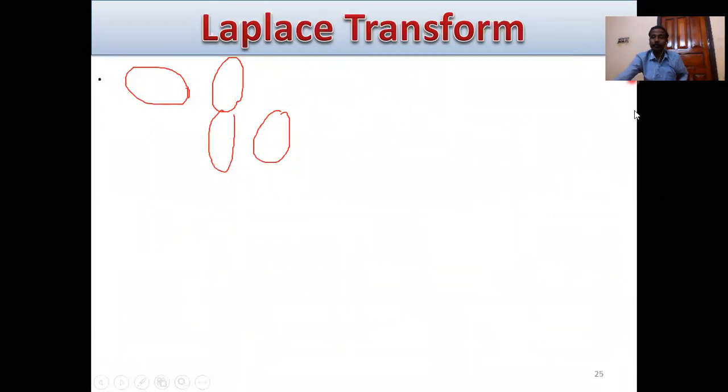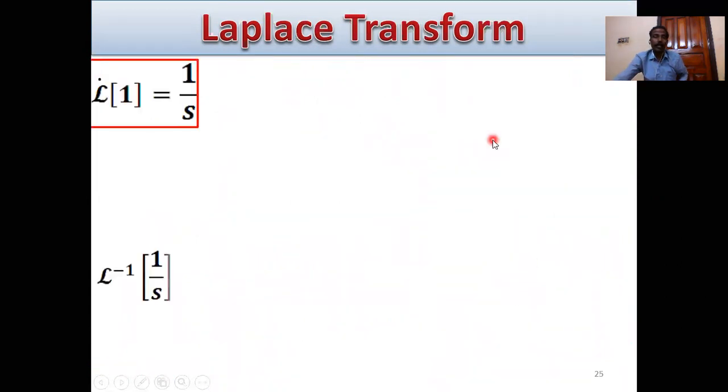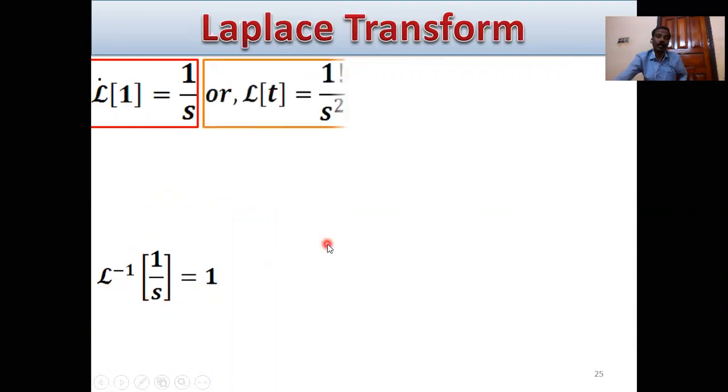Then the inverse Laplace transform. The Laplace transform of the unit step function equals 1 by s, and the inverse Laplace transform of 1 by s equals 1. This is the frequency domain to time domain conversion.